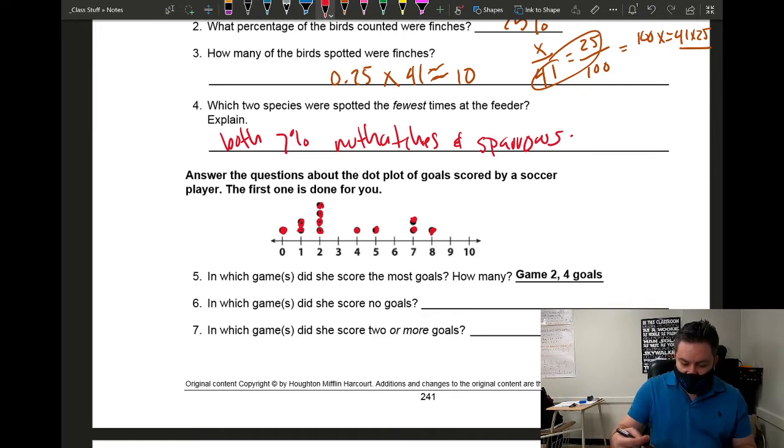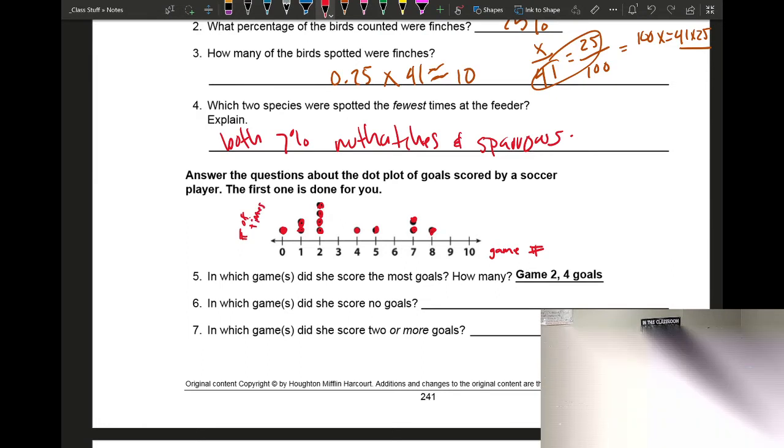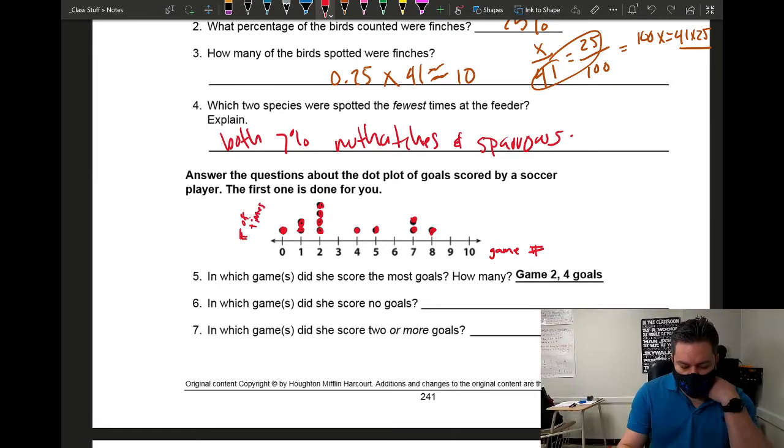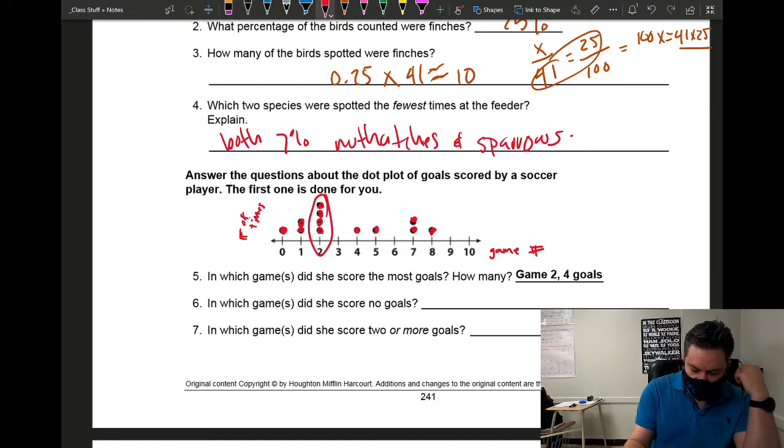So basically, this is the game number. And in the dot plot, the dots are gonna be the number of times. So, in which game did he score the most goals and how many? Well, in game 2, he has the most dots. He scored 4 goals. Just like that.